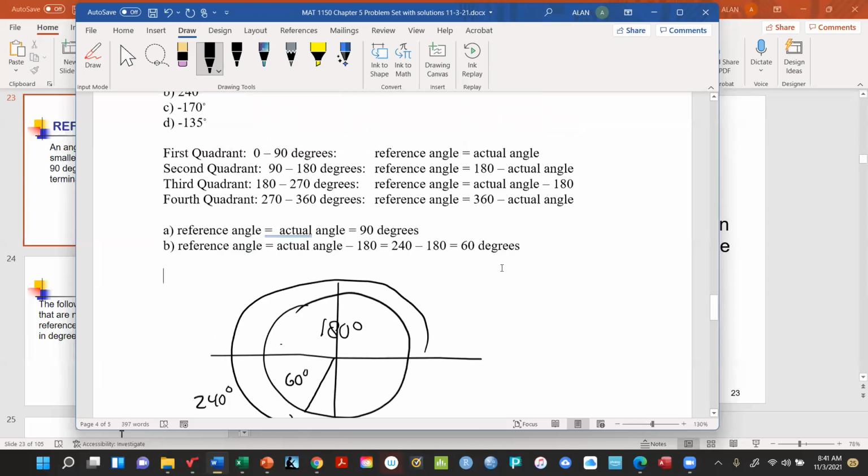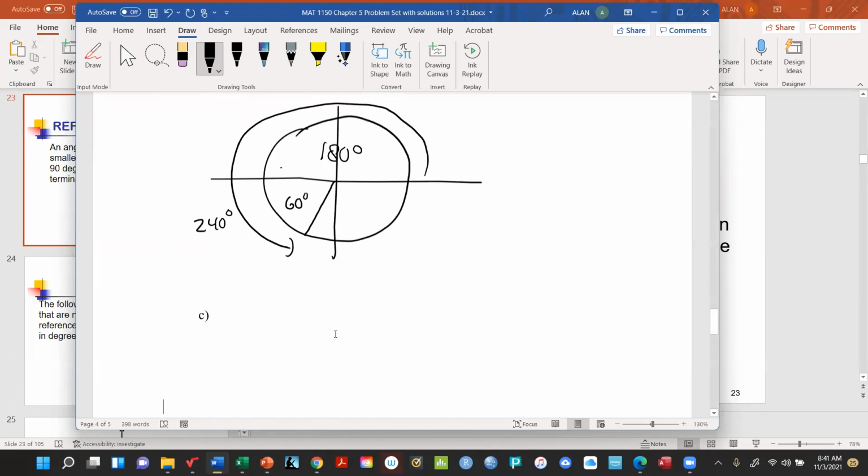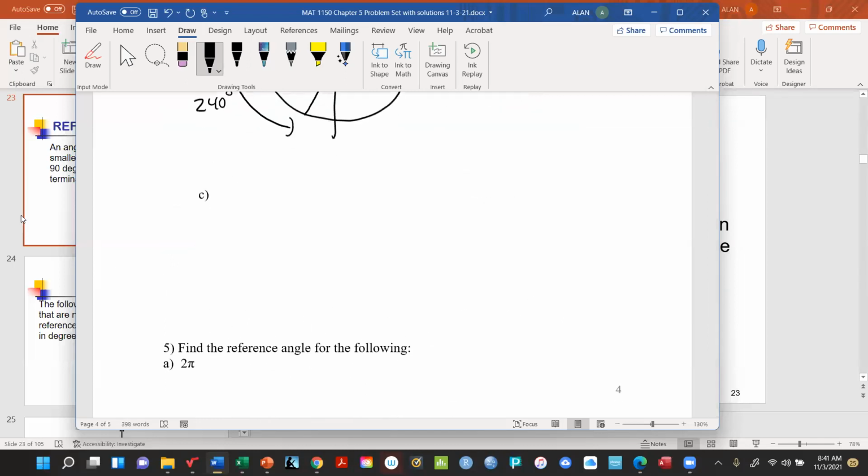All right, so then the third one is negative 170. What do we do with negatives? All right, well, now again, negatives are kind of a nuisance, I think you'll agree. So why don't we do this? Why don't we convert it into the equivalent positive angle? So negative 170 means you're going clockwise, not quite all the way through the fourth quadrant.